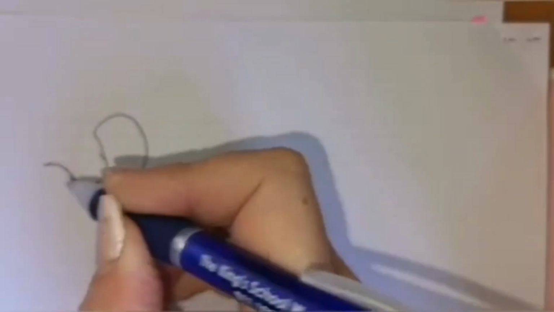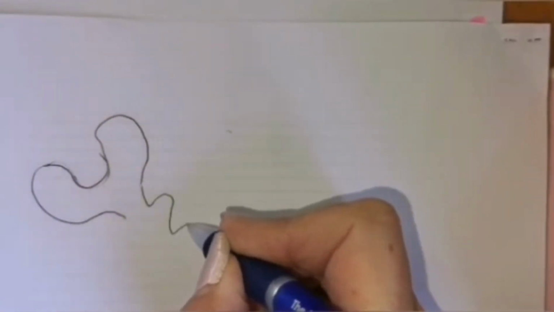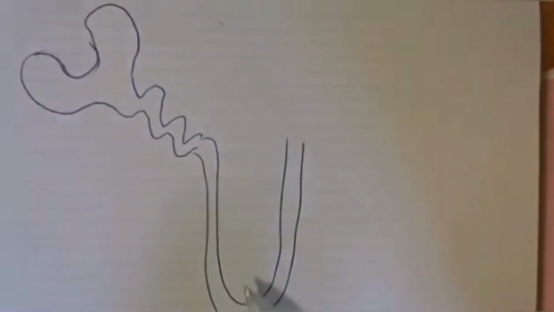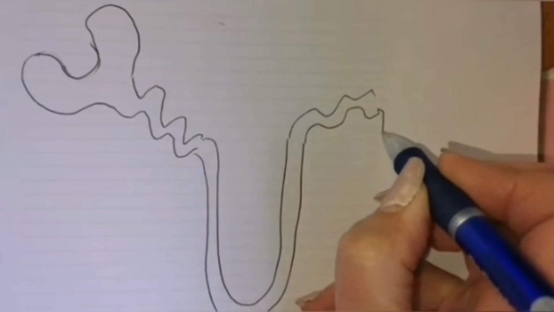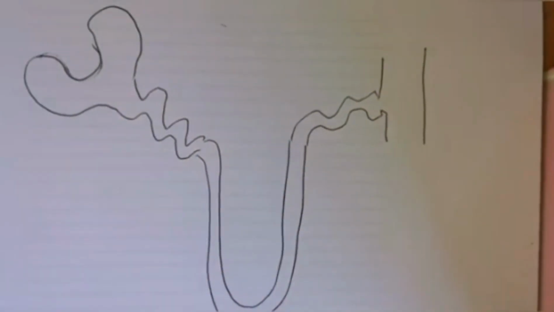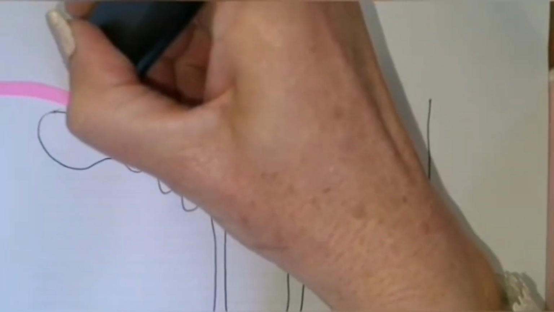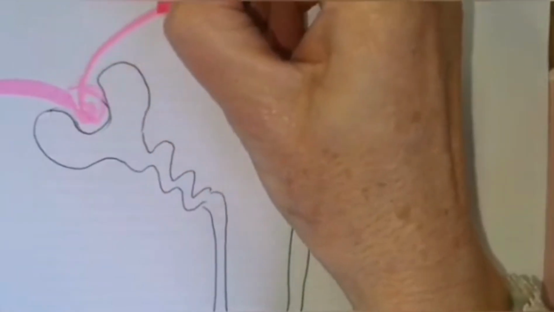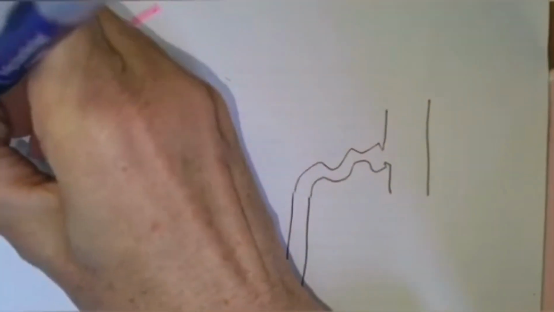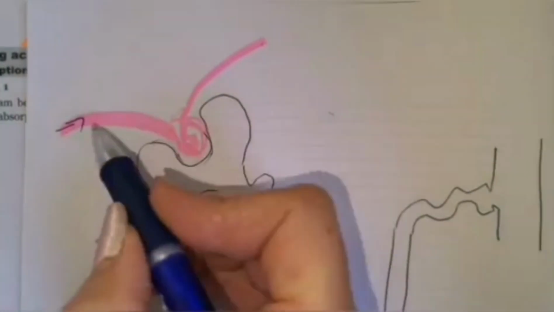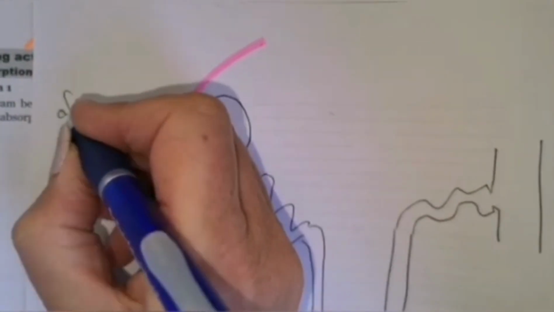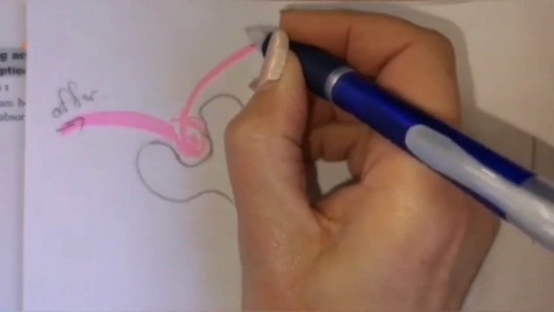We have the Bowman's capsule there, and we've got our first little convoluted tubule, the proximal convoluted tubule, then we have the loop of Henle. Check my artwork. Then the distal convoluted tubule, joining to this big fat collecting duct. We said that blood comes into the glomerulus and then leaves. Where blood comes in, the blood vessel is wider, so that's called our afferent arteriole. When the blood leaves, it's called the efferent arteriole.